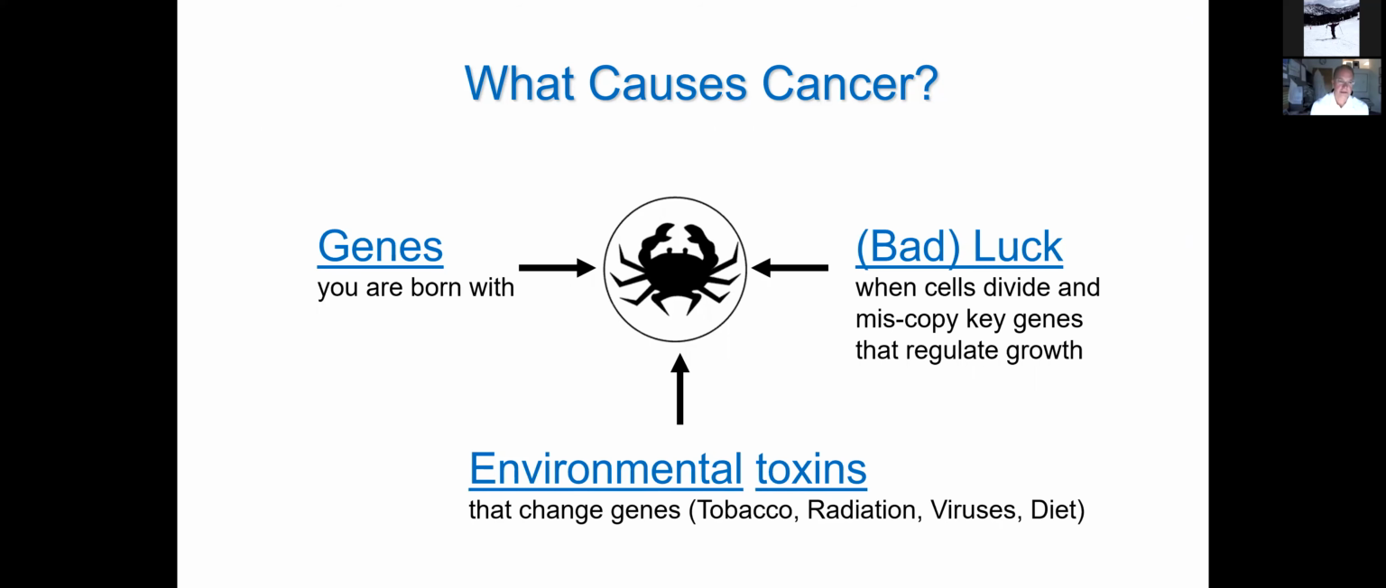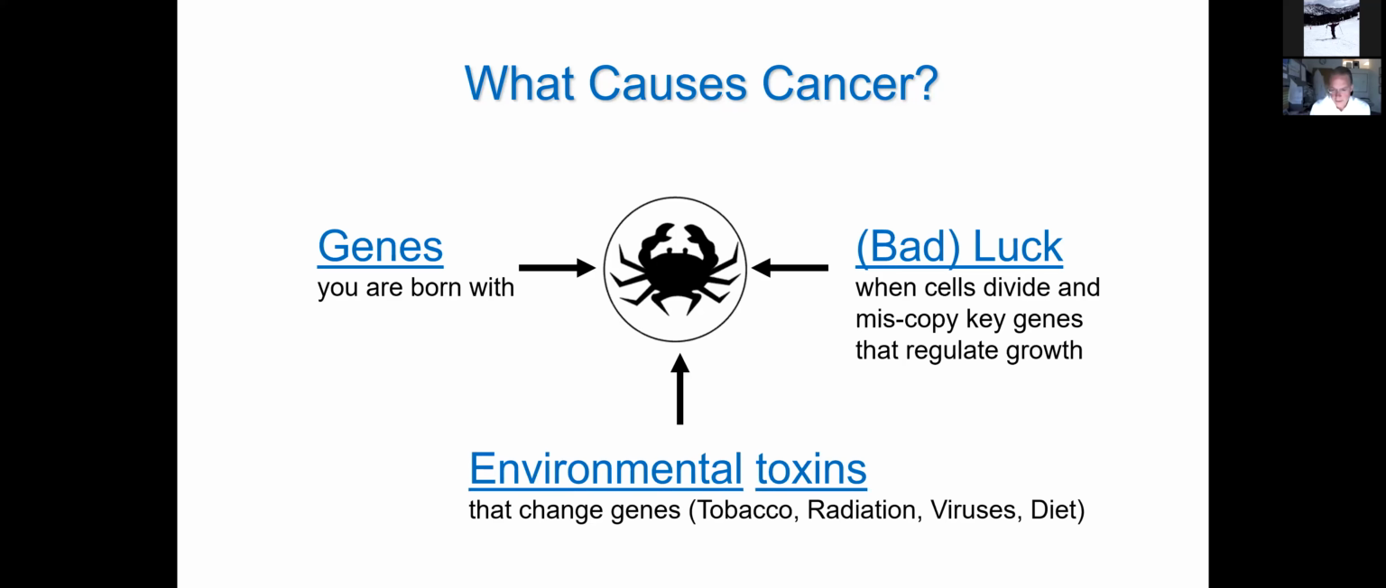So what causes cancer? We really think of it as the intersection of three things. The first is genes that you're born with, and it's estimated that probably only about 10% of the cancers that people get are related specifically to their genes. Environmental toxins play a big role. So if you smoke, for instance, you have a 13-fold higher chance of getting many different cancer types.